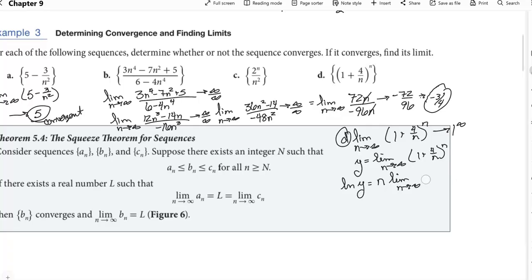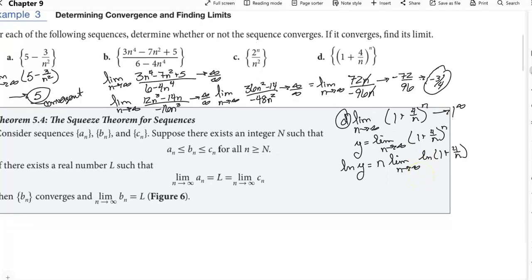Our goal is to be able to apply L'Hopital's. Oh, I forgot to write my ln then. Then I'm now going to rewrite this. So this is the limit as n goes to infinity. Oops, sorry about that. I mean that n to be in there.